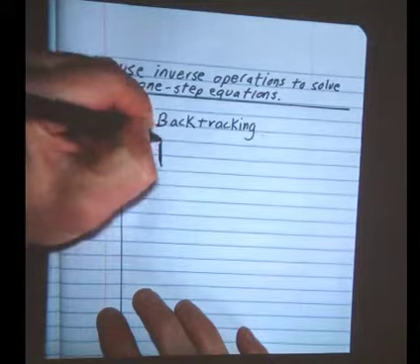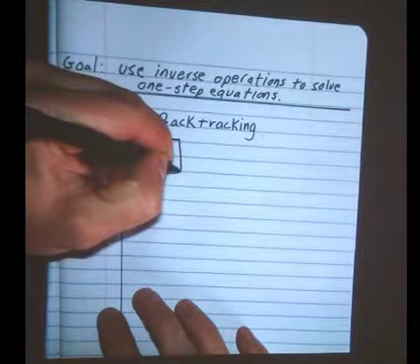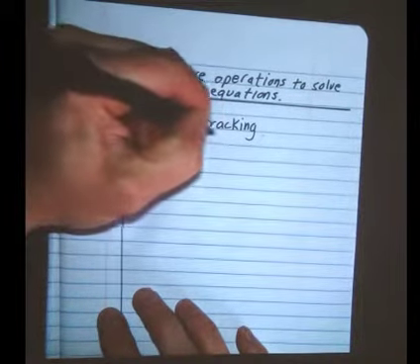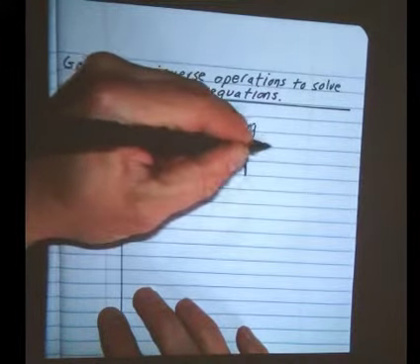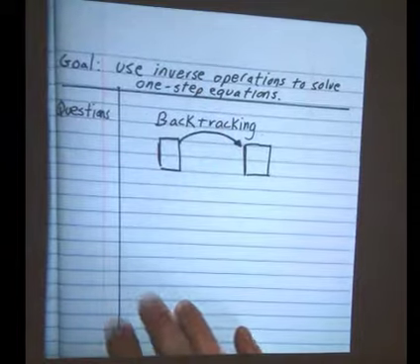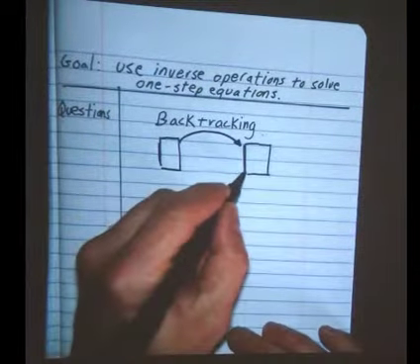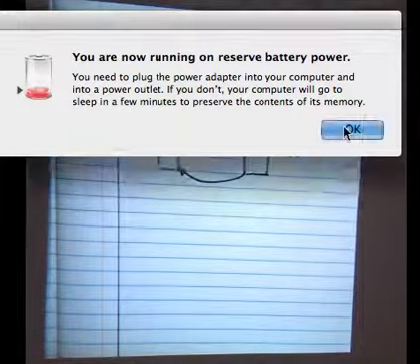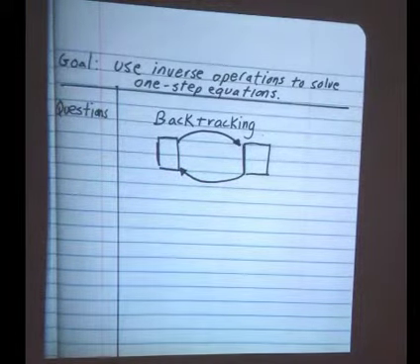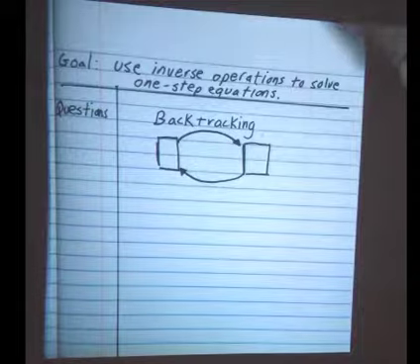We've been talking about a mystery number. We're going to use a box to represent that mystery number. And then something happens to the mystery number, and so we'll use an arrow. And then the mystery number becomes a new number that we're usually given a clue about. So we call this backtracking.